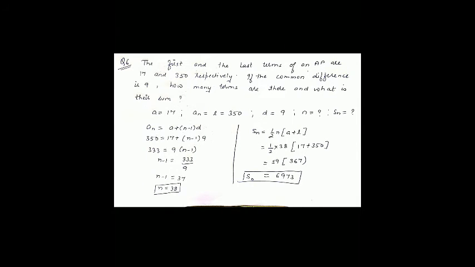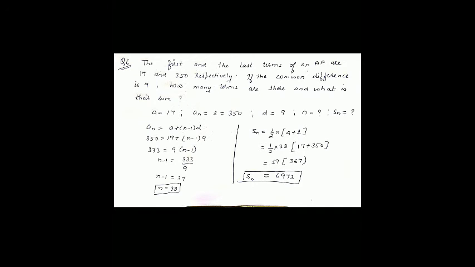Now come to question number 6. The first and the last term of an AP are 17 and 350 respectively. The first term is given, the last term is given. If the common difference is 9, it means the value of d is given as 9. How many terms are there and what is their sum? It means we have to find n and Sn. First of all, we will apply the formula an is equal to a + (n - 1)d. In place of a we will put 17, in place of an we will put 350, in place of d we will put 9. On solving, we will get the value of n is equal to 38.